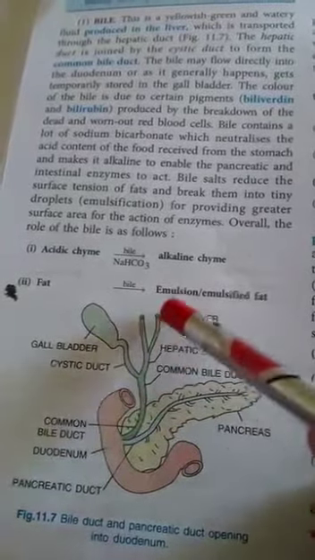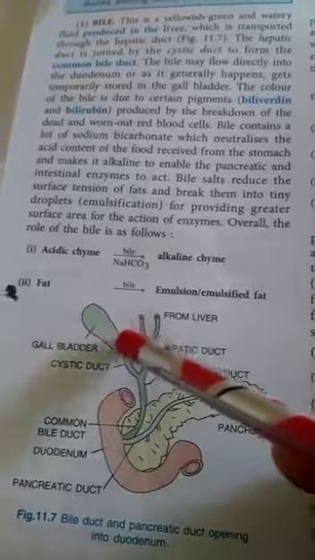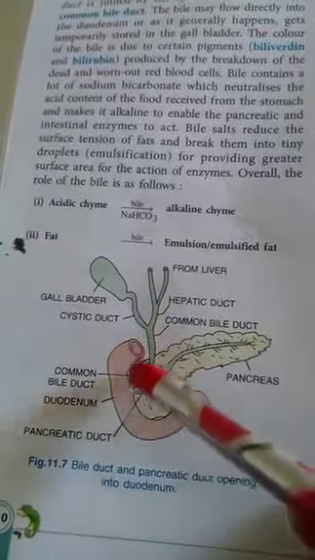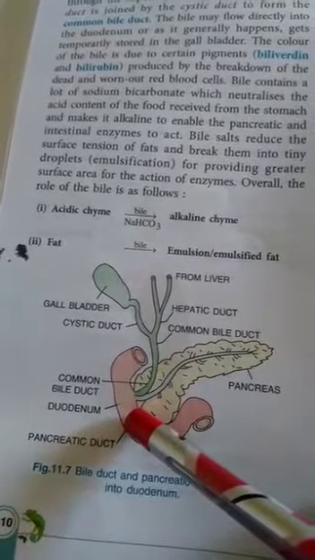From the liver arises a hepatic duct that combines with the cystic duct coming from the gallbladder, and they form a common bile duct, and this common bile duct opens into the duodenum part of the intestine.